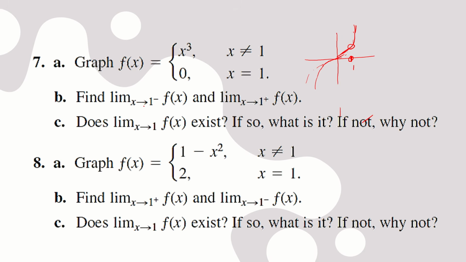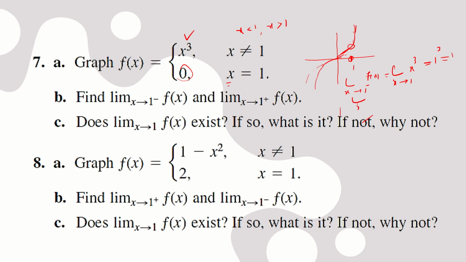Now it says, what about the limit as x goes to 1 from the left side? If you want to find that mathematically, again it's the same thing for the left hand limit. As x goes to 1 from the left side, f of x, you will be taking the same function, x cube. Because for x not equal to 1, that means for x less than 1 and x greater than 1 both, the function is defined as x cube, and exactly at x equal to 1, it is defined as 0.